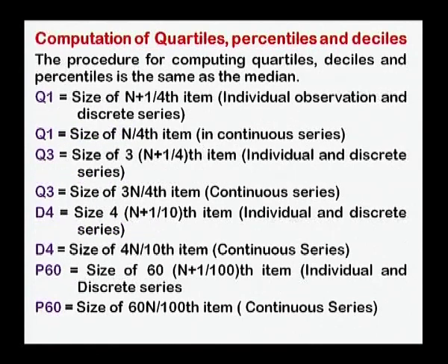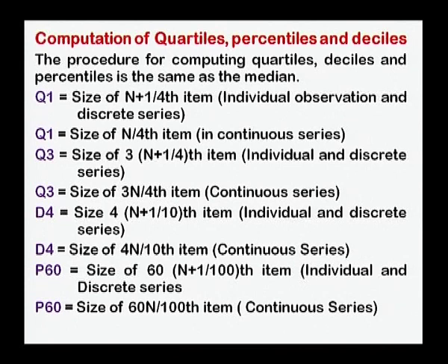Now, we discuss different formulas which are used for computation of quartiles, percentiles and deciles. The procedure for computing quartiles, deciles and percentiles is the same as the median. Now, Q1 is calculated in this way: size of (n plus 1) divided by 4th item, and that is applied in respect of individual observations and discrete observations. But in case of continuous series, this formula is applied to find out Q1: size of n divided by 4th item.